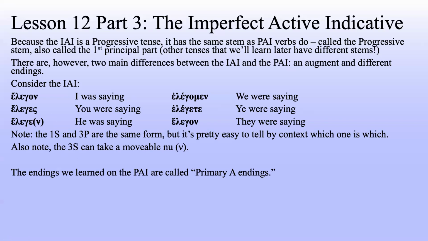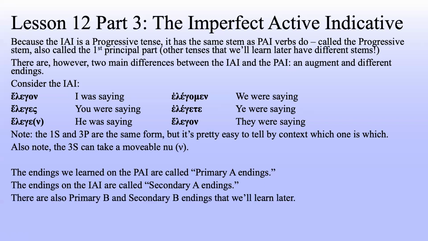The endings we learned on the present active indicative are called primary A endings. That was the o, eis, ei, omen, ete, ousi. Those were all called primary A endings, just to give them a name. The endings on the imperfect active indicative are called secondary A endings. There are also primary B and secondary B endings that we'll learn later. These are the main four sets of endings that we'll see on almost all of our verbs. There are a few others. There are a couple of imperfect A and B endings, and there's an optative A set of endings.